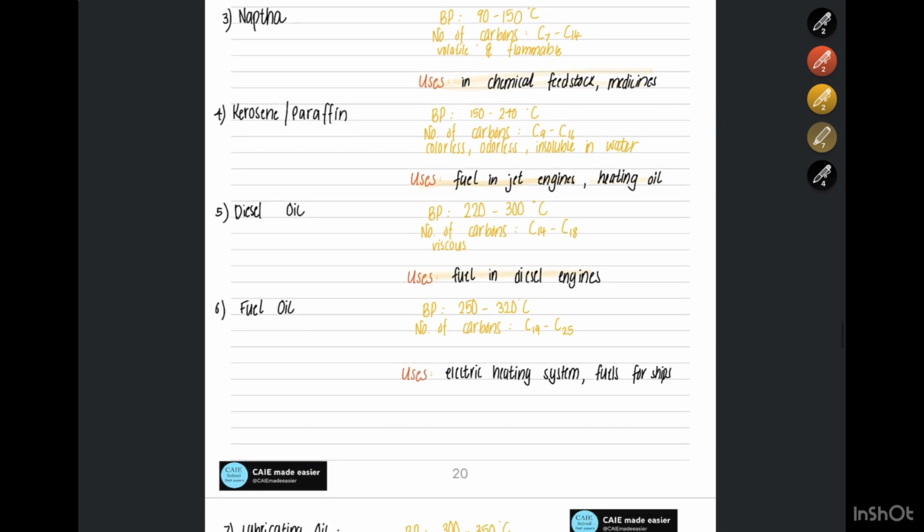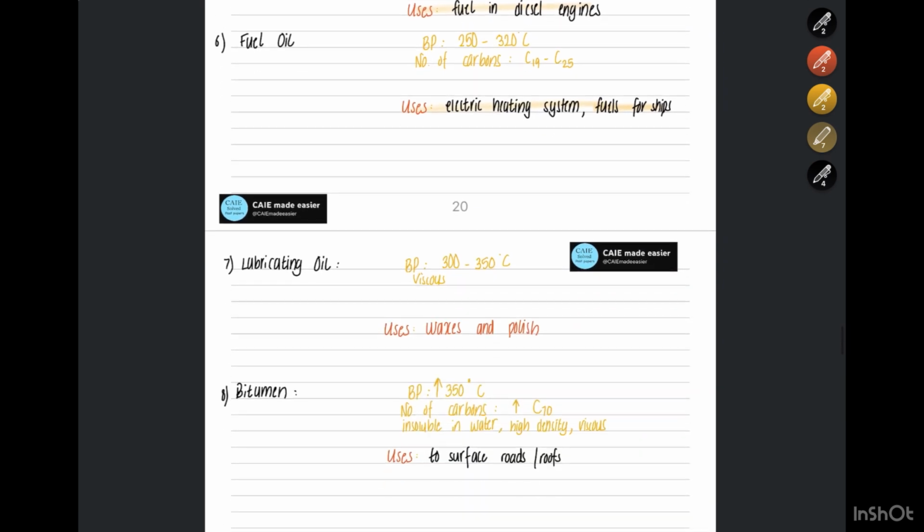Number 6, fuel oil. Fuel oil is basically a fuel for ships. So we studied jet engines, diesel engines, cars, and ships. Ships use fuel oil, and it's also used for electrical heating systems that we have at home. Number 7 is lubricating oil. It's basically to lubricate, to reduce friction. It's viscous, it has a high boiling point, and its uses are as waxes or to polish.